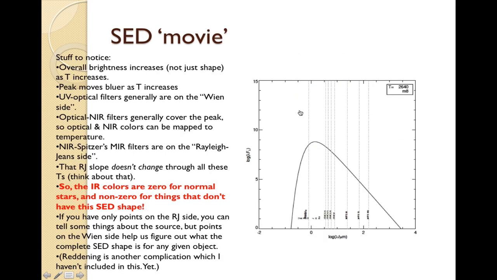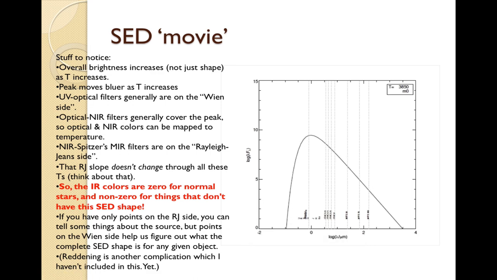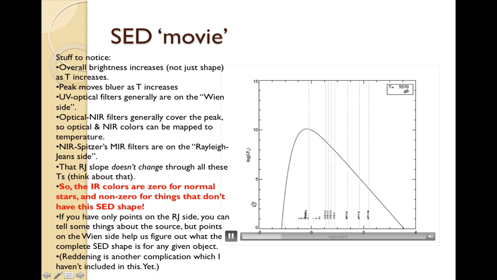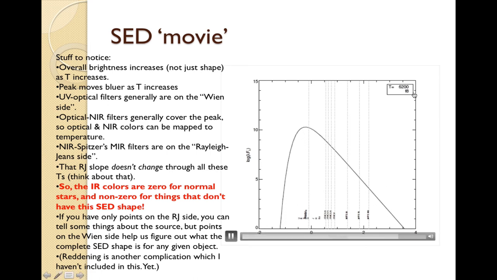Okay? Now, here I have a movie. I'm going to let the movie go, and we're going to talk about what's going on. So what I have here is lambda F lambda, so energy as a function of wavelength, both in the log. Up here, I've got temperatures. Effective temperatures are defined for various spectral types as the temperature that the star would have if it was really a black body. That's the definition of effective temperature. So what I did is I looked up a list of spectral types and the effective temperatures that they correspond to, and I calculated and plotted a black body curve for each one of these temperatures.